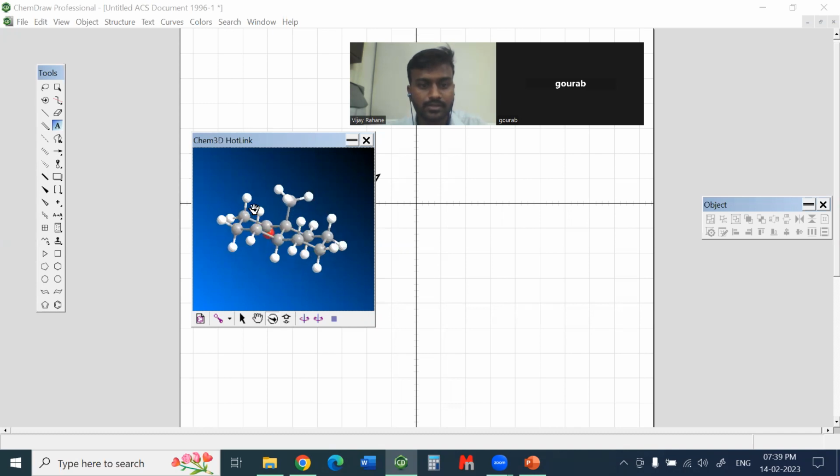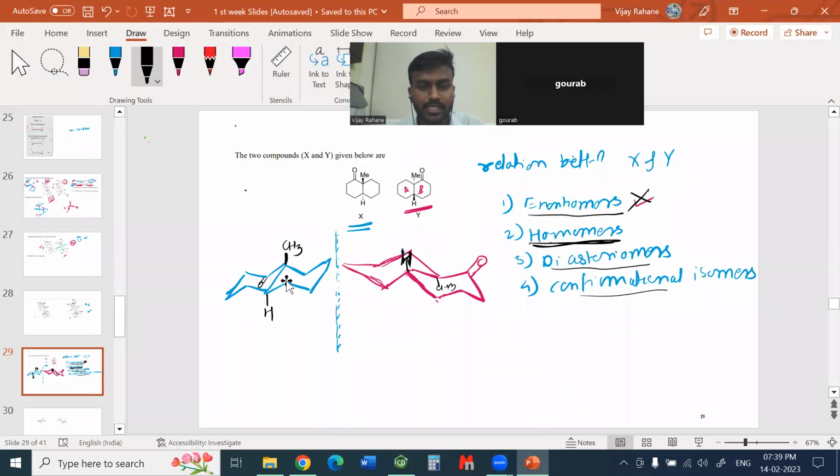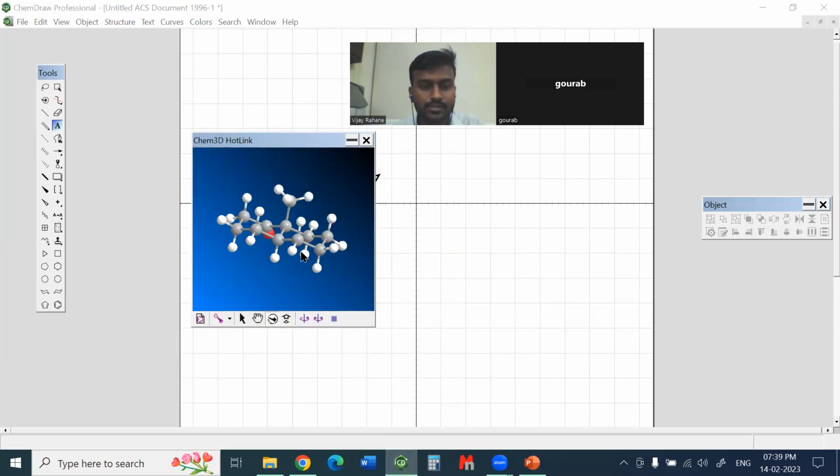See, here you can see the boats, right? The two boats which are present here for this X molecule. The methyl group is upper side and the carbonyl group is there. So here you can see the carbonyl group is attached at this position, right? And the methyl group is upper side. So this one will be the X structure.